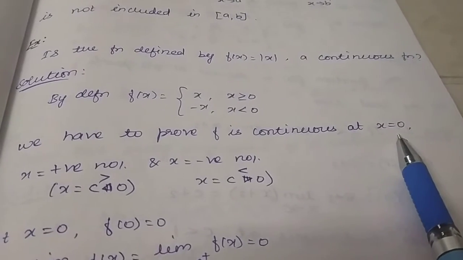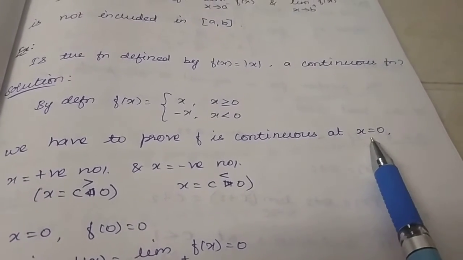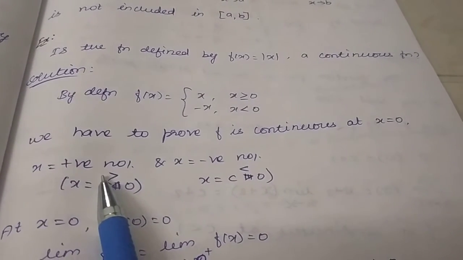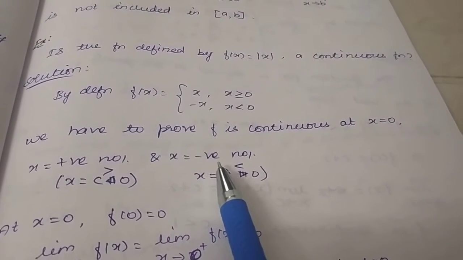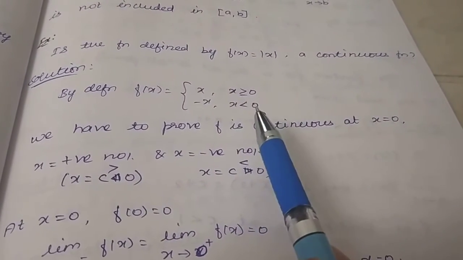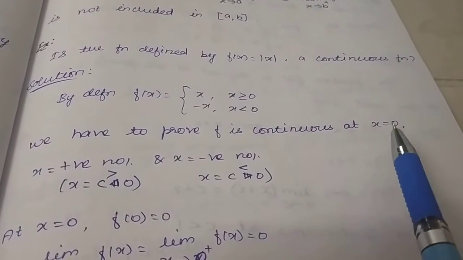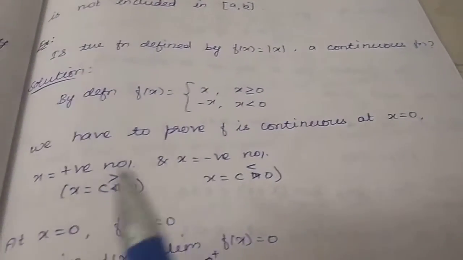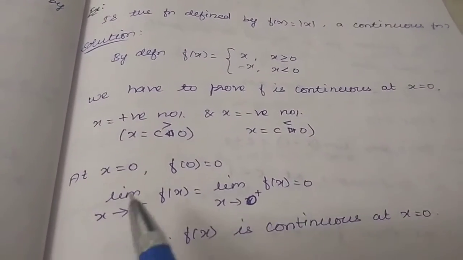Here we are splitting the problem into three parts. So at x equal to 0, then if you are considering a positive number, and then a negative number. So we are considering the x value by using these three cases. Either x is 0, a positive value, or otherwise a negative value.